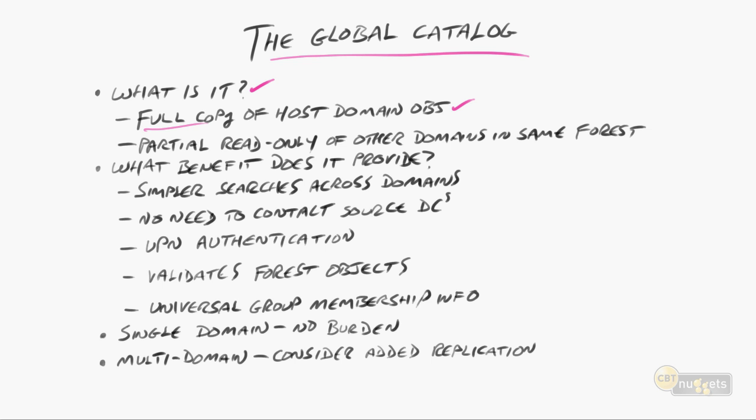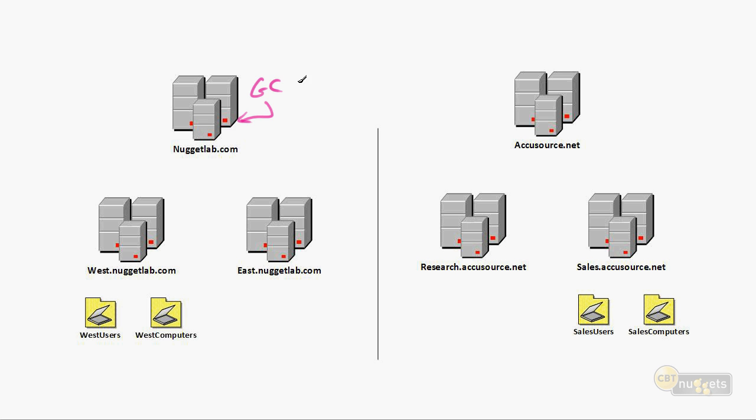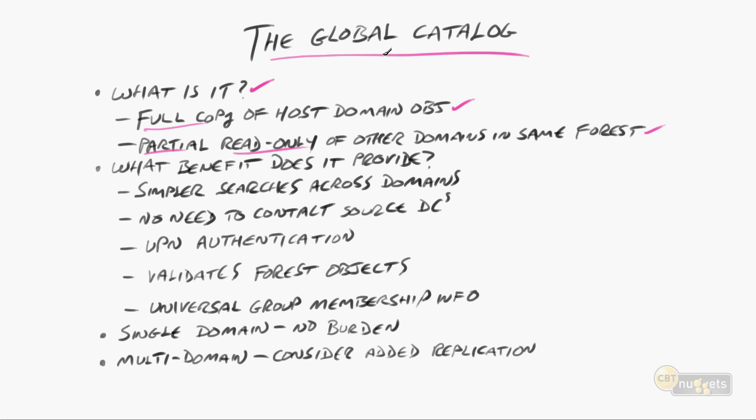However, if I have multiple domains, then it's going to take a partial read-only copy of other domains in the forest. So when we take a look at that, this global catalog here will also have user accounts, groups, and any other Active Directory object from east.nuggetlab.com, as well as from west.nuggetlab.com, but it's a little bit more of, let's say, a shell of the account that's down there. It's not the complete object, the same as a domain controller down here would contain, but it has most of the searchable objects that you would normally find. And the reason why that's useful is because it gives us different benefits.